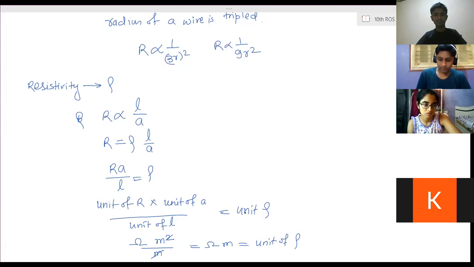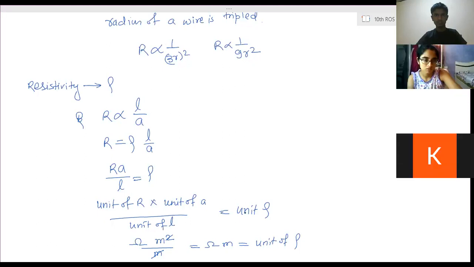Resistivity depends on the nature of the material and the temperature only, and is independent of other factors. So if you change the length or the area, there is no change in the resistivity of the material. If all the materials are made up of copper, having different lengths and different areas, there will not be any change in the resistivity. Resistivity remains the same, but resistance will change. Clear?